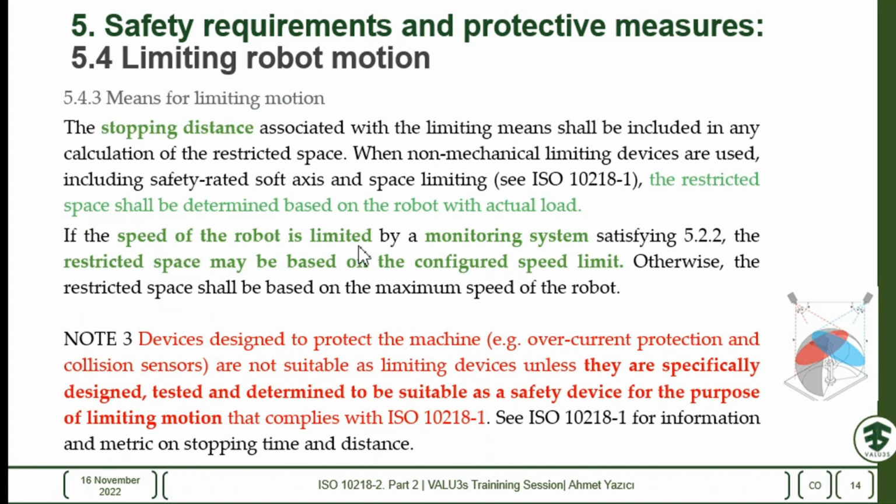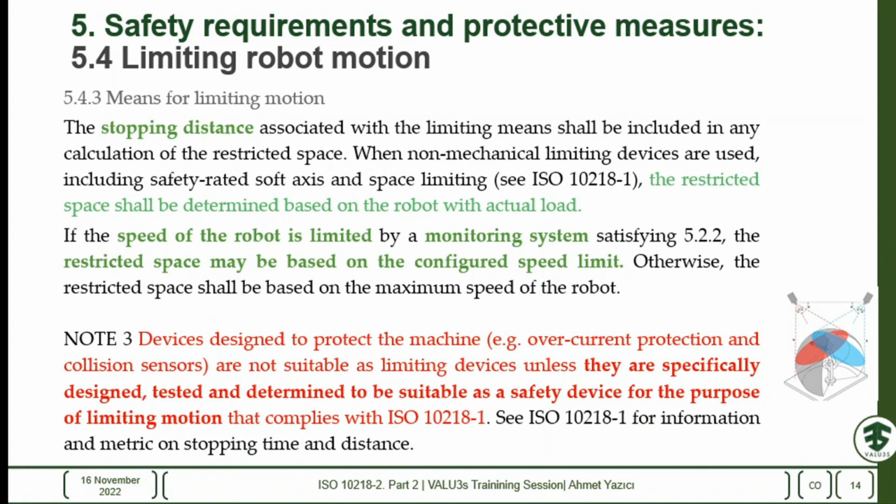If the speed of the robot is limited by a monitoring system that satisfies the other standard, the restricted space may be based on the configured speed limit. Currently, if there is no monitoring system overall, that limiting is mainly based on the maximum speed of the robot. But if there is a monitoring system, then the speed limits may be changed depending on the robot load and environmental conditions. Actually, one point here to be careful about.